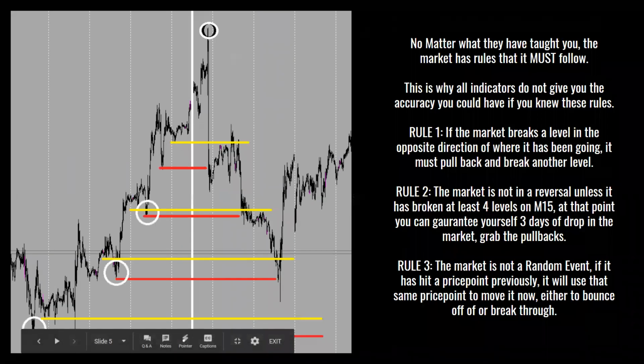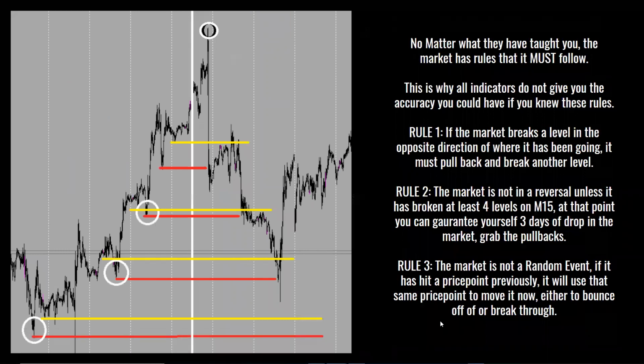All right, so this is the meat and potatoes right here. So no matter what they have taught you, the market has rules that it must follow. This is why all indicators do not give you the accuracy that you could have if you knew these rules. So rule number 1: if the market breaks a level in the opposite direction of where it has been going, it must pull back and break another level.